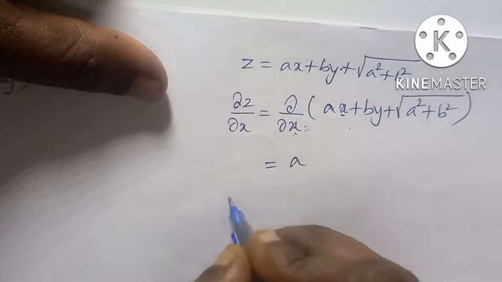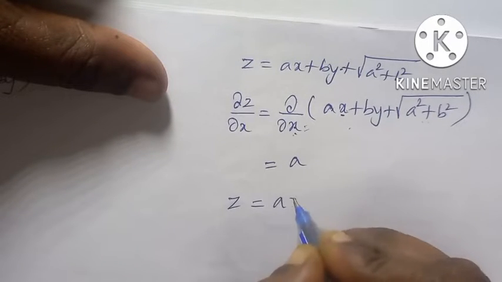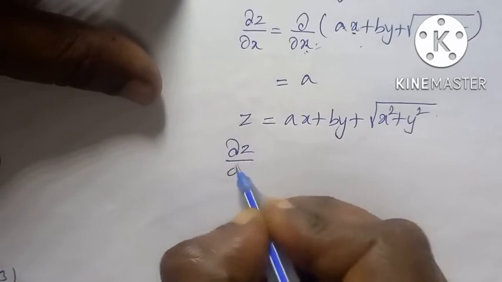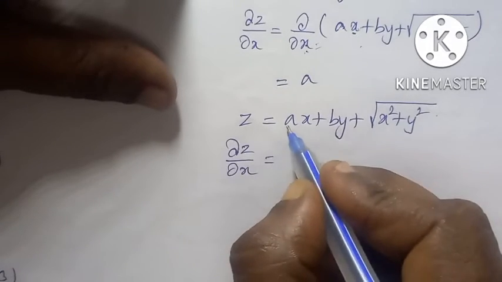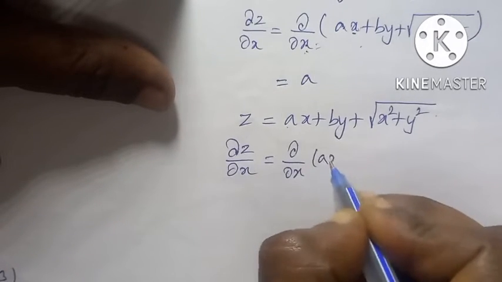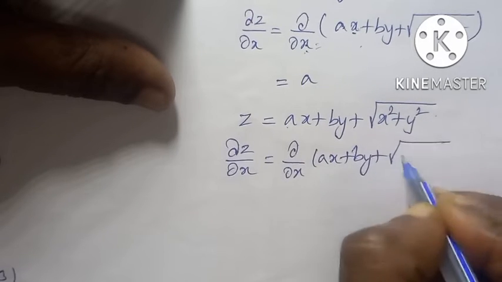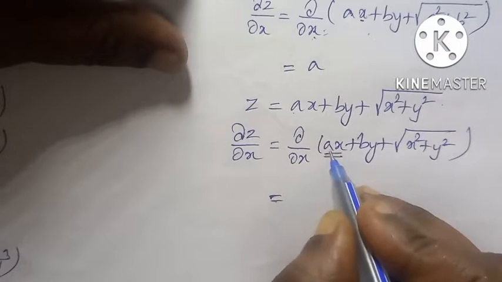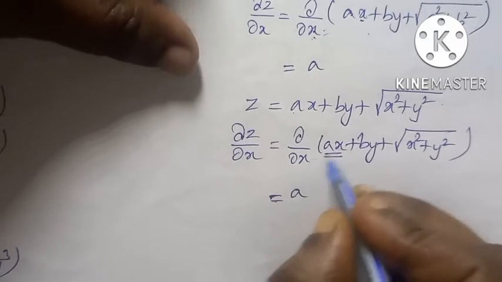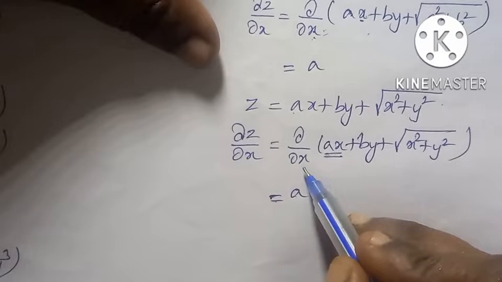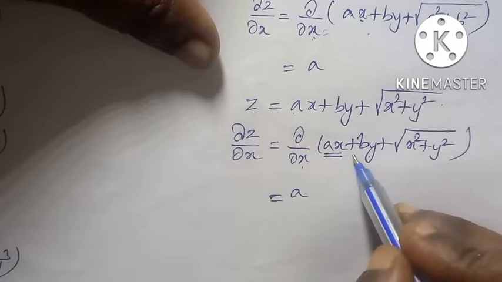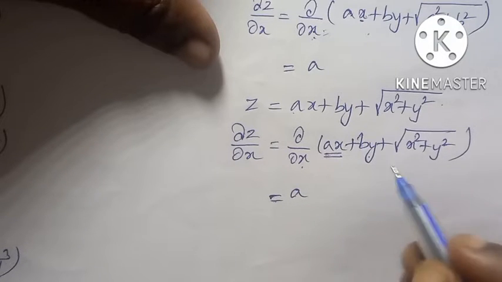Let us write the question like this. z = ax + by + √(x² + y²). Differentiate z with respect to x partially: ∂/∂x of (ax + by + √(x² + y²)). When you differentiate this term with respect to x, take a outside; x with respect to x is 1. When you differentiate by with respect to x partially, y is constant, b is already constant, which will become 0. Differentiation of a constant is 0.